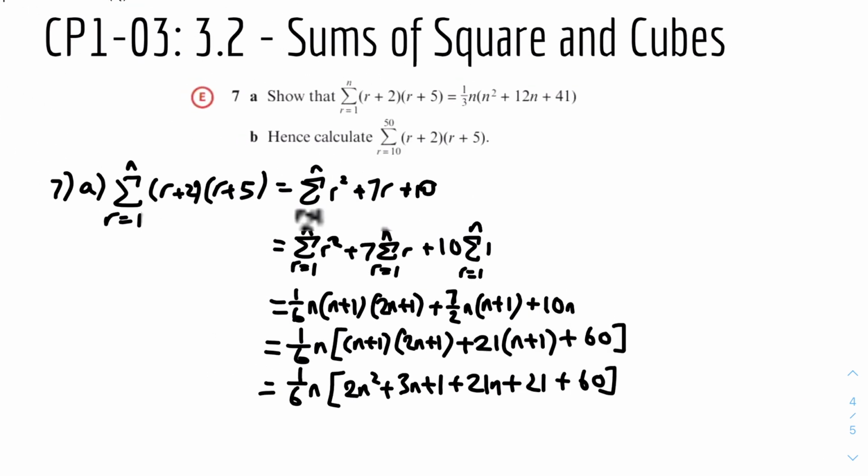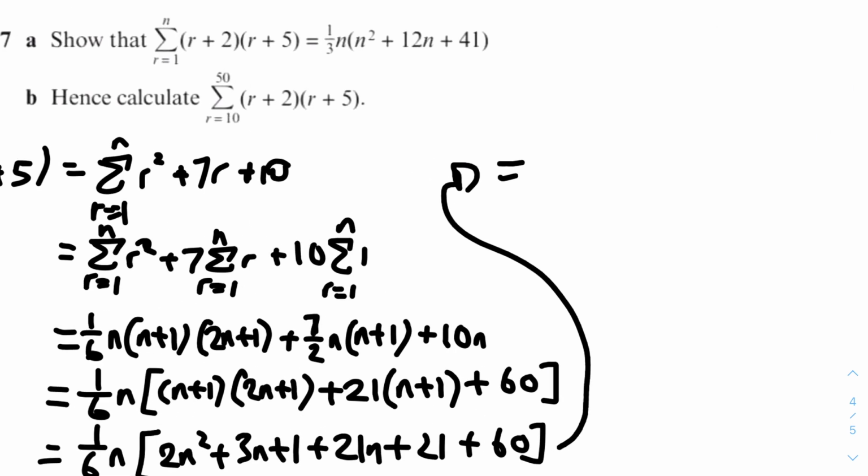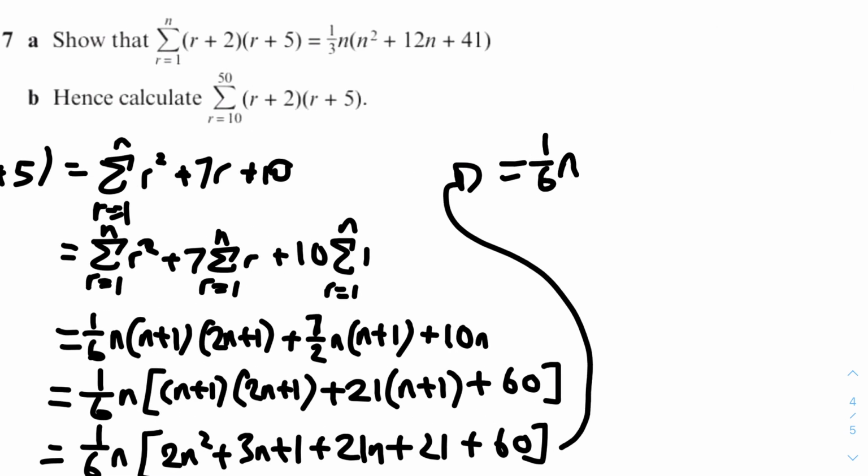And now we just have to simplify the whole thing. Let me just draw it up here. It's equal to 1 over 6n times 2n squared plus 3n plus 21n, which is 24n, plus 60 plus 21 plus 1, which is equal to 82, like so.